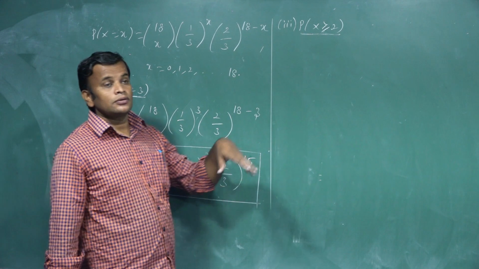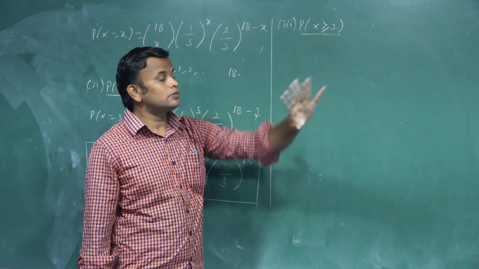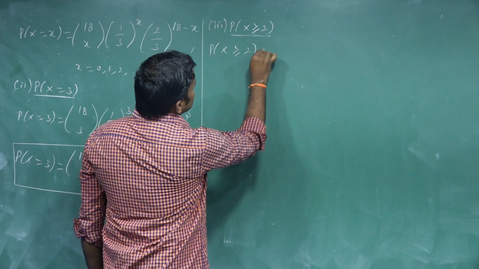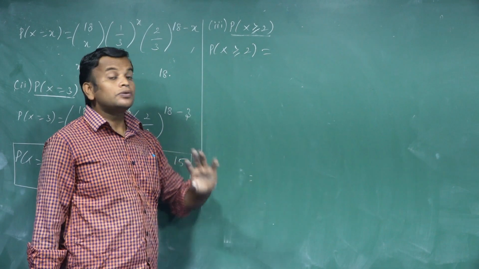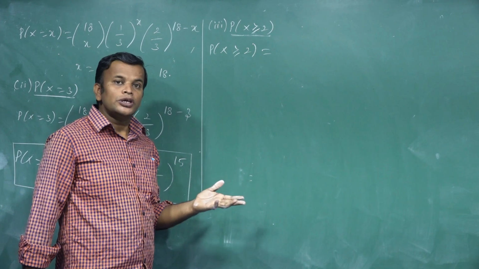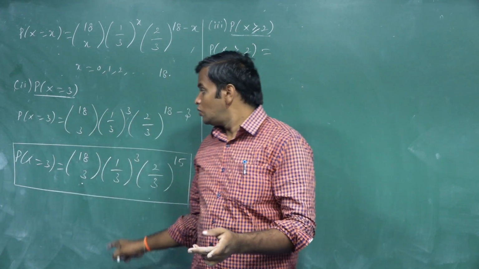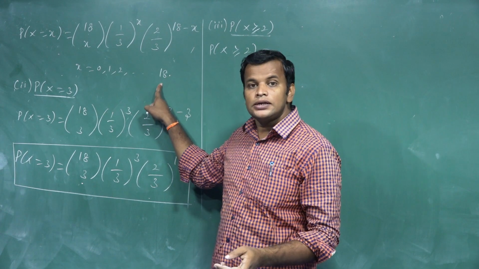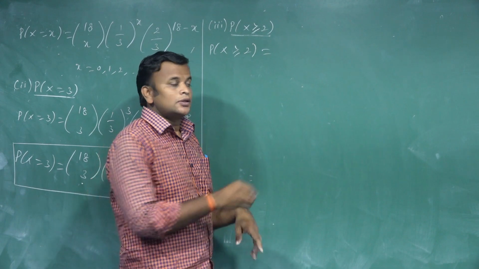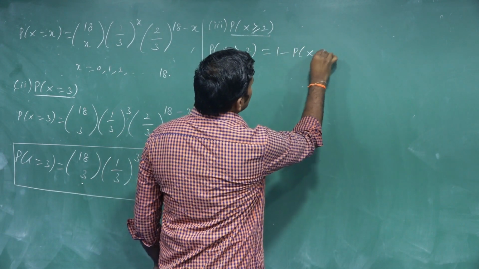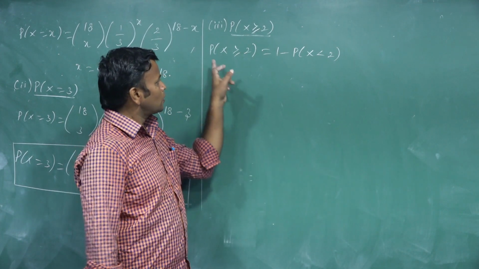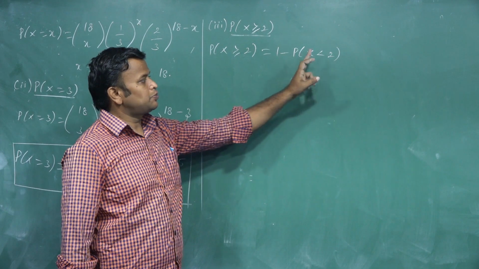Next, the third subdivision. P of x is greater than or equal to 2. Greater than or equal to 2 means the value of x may be 2 or more than 2, going up to 2, 3, 4, etc., up to 18. It is a long process. So using the shorter process, how to write? I write this as 1 minus P of x is less than 2. We have seen this formula so many times: P of x greater than or equal to 2 is nothing but 1 minus P of x less than 2.